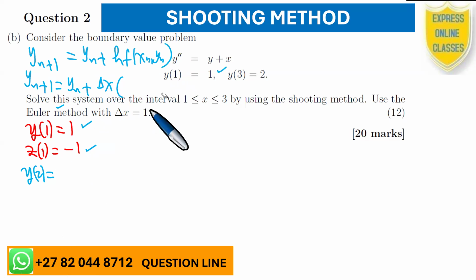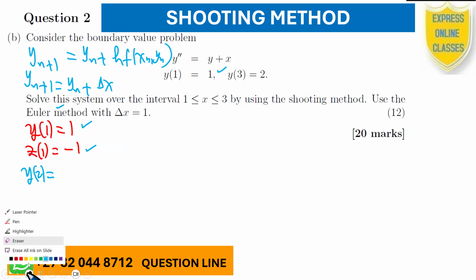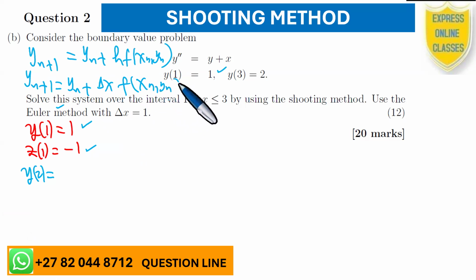You can put delta x here and then put something more, f(xn, yn). Let's continue with our interpretation. So now we have y2. According to the Euler, y2 must be y1 plus delta x times f(x1, y1). We write it like this in this problem, not the way we write the algorithms for the Adams-Moulton and others.